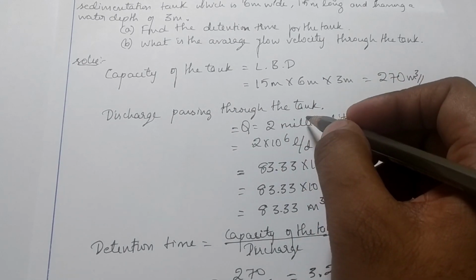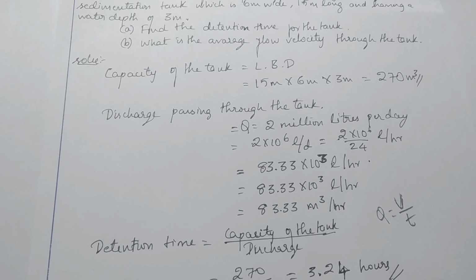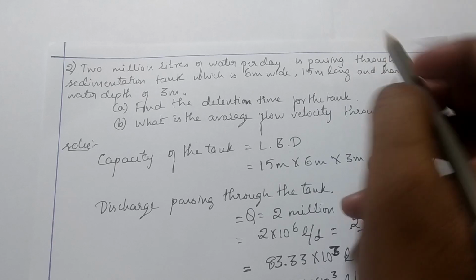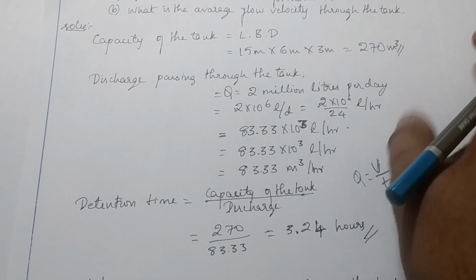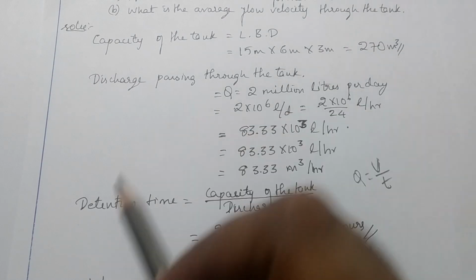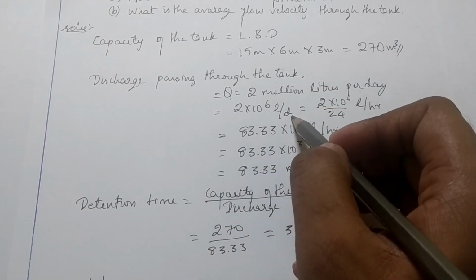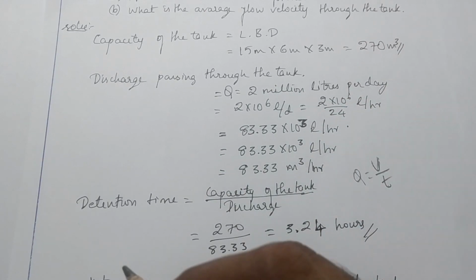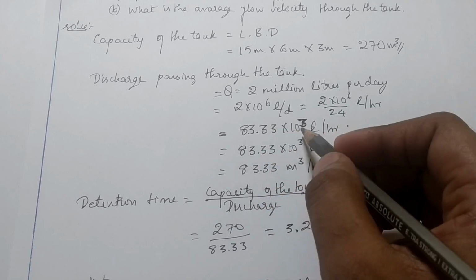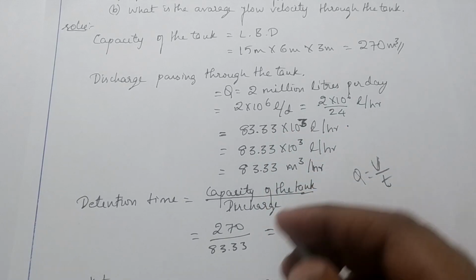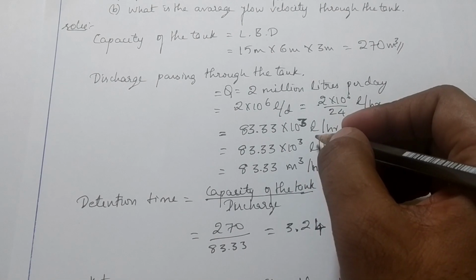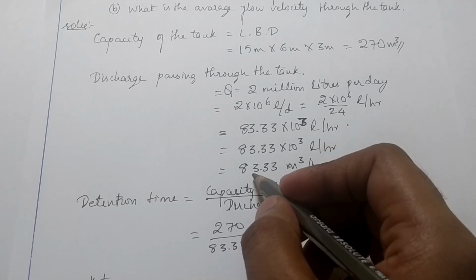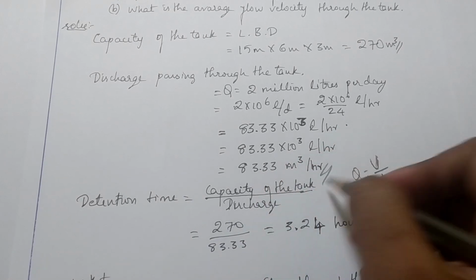So discharge, as mentioned in the statement over there, where it is given that 2 million liters of water per day is passing through a sedimentation tank. That means 2 into 10 power 6 liter per day is passing. So in order to convert the days into hours, it is divided by 24. Then it will be 83.33 into 10 power 3 liter per hour. So as I already said, 1 liter is nothing but 10 power minus 3 meter cube. So then the final answer will be 83.33 meter cube per hour.